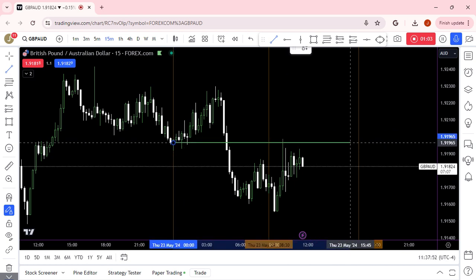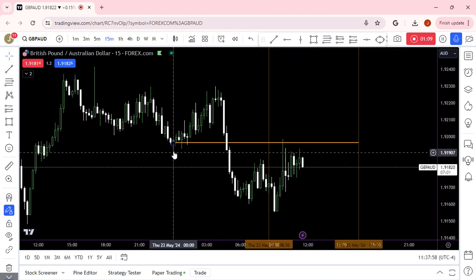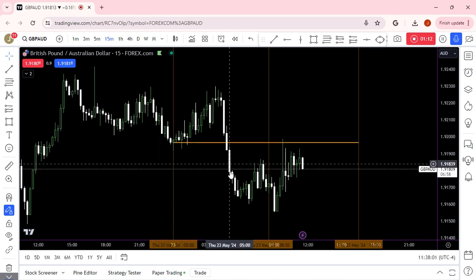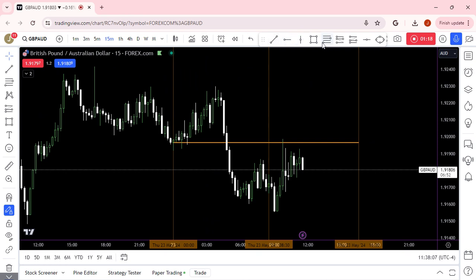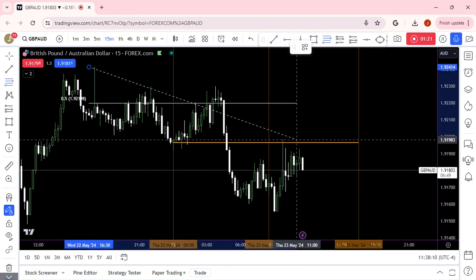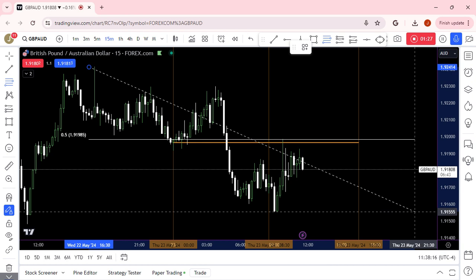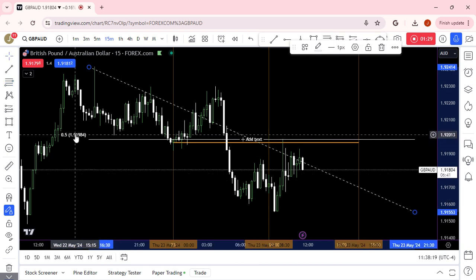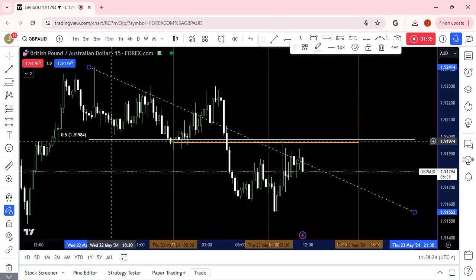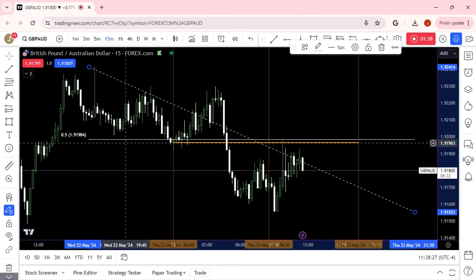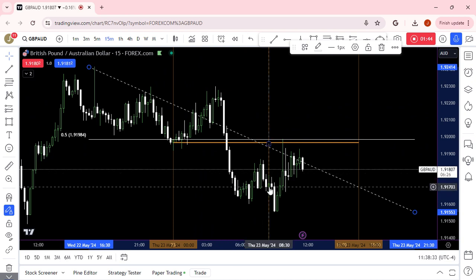Just marking up this vertical symbolizes the opening. So this candle right there is just the opening. So anything below is discount. Anything above is premium. So putting my fib on this low, as you can see, 50%, marking this high and this low, 50%. So anything below 50% is discount. Anything above is premium. So what happened prior to 8:30?